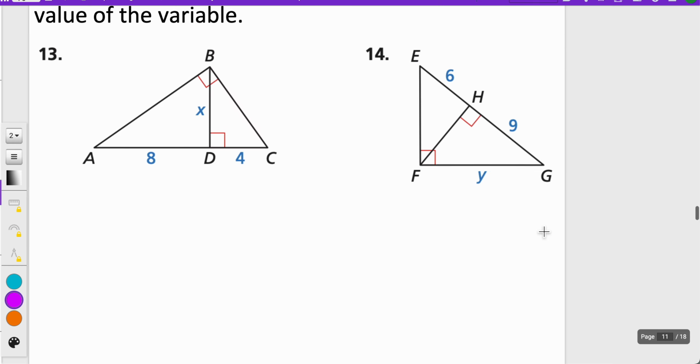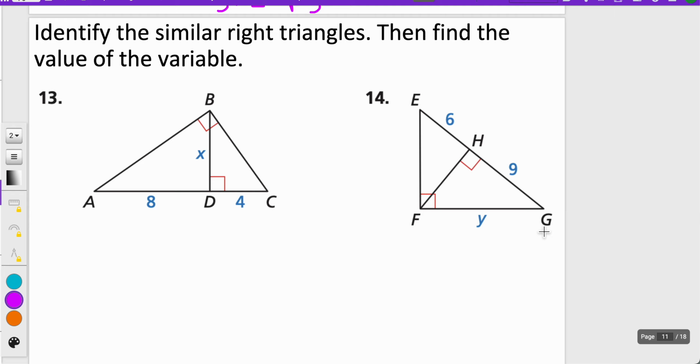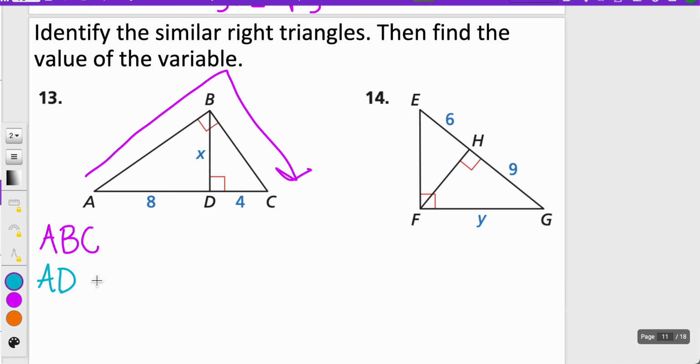Okay? Next up is our favorite. Identify the similar right triangles, then find the value of the variable. So the first thing we're going to do is write down our similar ones, starting with A, B, and C. The next one we have, since I chose to do A, B, C, that is going clockwise. The next two have to be counterclockwise, so A, D, B. And then for the final one, B, D, C.